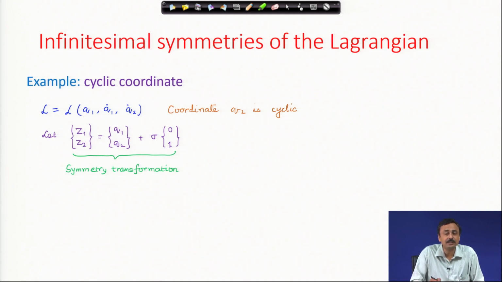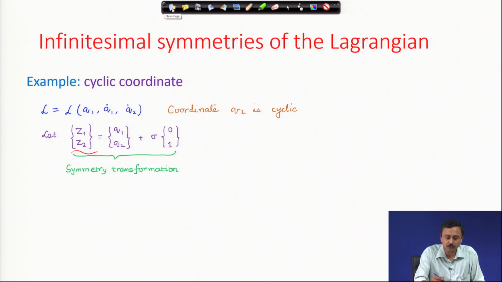Here the infinitesimal generator is very easy to find, because q2 is a cyclic coordinate. Therefore, any shift in that q2 direction in the new definition of our z is going to leave the Lagrangian symmetric. Not just infinitesimal symmetry, this is a finite symmetry. It is not just d sigma of L tilde, it is a finite symmetry. Anyways, if a finite symmetry is satisfied, infinitesimal has to be satisfied. Okay, so this is a trivial example.